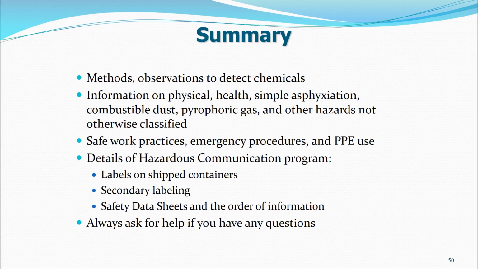Information on the physical, health, simple asphyxiation, combustible dust, and pyrophoric gas hazards, as well as hazards not otherwise classified. The measures employees can take to protect themselves from these hazards, such as appropriate work practices, emergency procedures, and the use of personal protective equipment, and the details of the hazard communication program, including explanations of the labels received on shipping containers, any workplace labeling system used on in-house containers, and the safety data sheet, including the order of information.